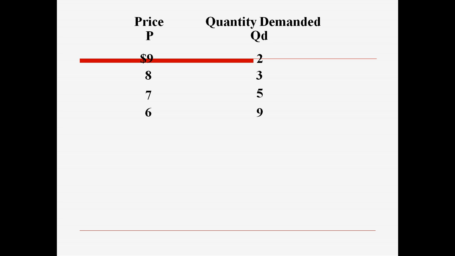At $8 a hammer, you're going to have 3 as your quantity demanded. $7 a hammer, you're going to have 5 as your quantity demanded. And $6 a hammer, you're going to have 9 as your quantity demanded. So notice here that as price is falling, quantity demanded is going up. And so you have a numerical representation of the law of demand.